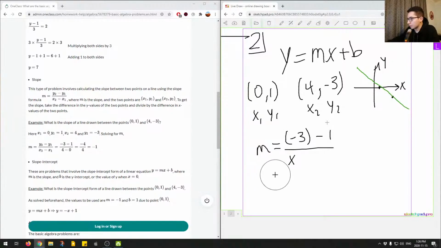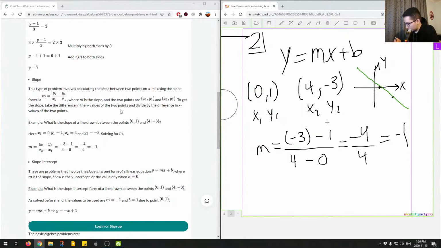Oh, whoops, let me write what that is. x2 is 4, and x1 is 0, so minus 0. So on the top we have negative 3 minus 1, so that'll give us negative 4. And on the bottom is just 4 minus 0, which is just 4. So negative 4 divided by 4 is just negative 1. And that's the slope. So if we're given a slope problem with 2 points and we want to find the slope for this line, we can do that.